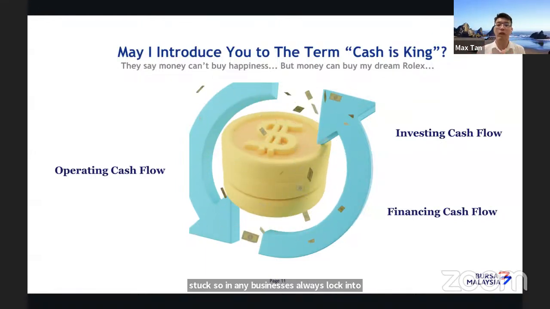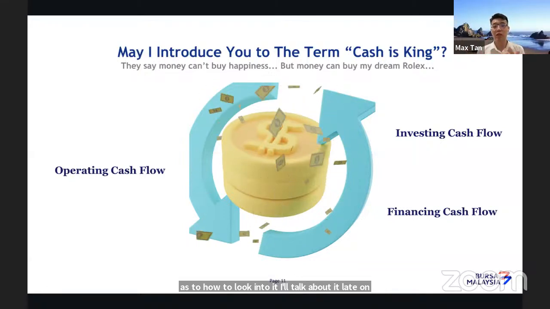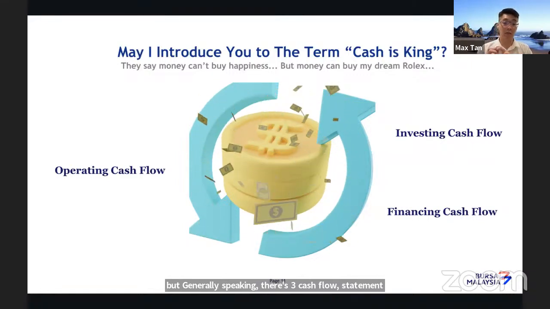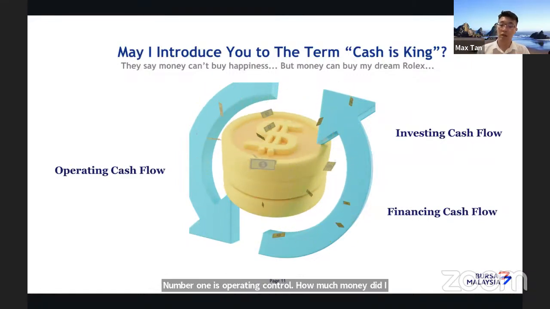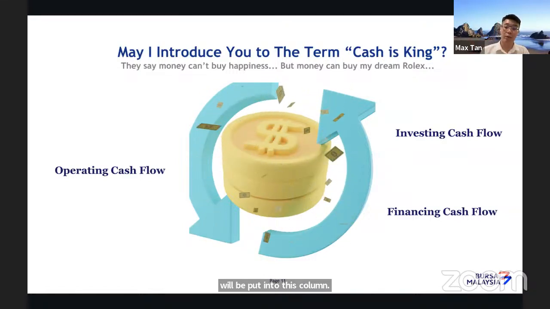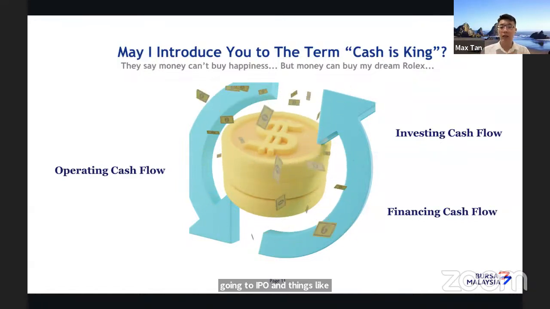As to how to look into it, I'll talk about it later on. But generally speaking, there's three cash flow statements that you can view. Number one is operating cash flow: how much money did I generate from running my businesses? Number two is investing cash flow: anything related to investment will be put into this column. And number three is financing. Let's say I borrow a bank loan, or I'm going through an IPO and things like that. It will go into the financing cash flow, whether it's cash in or cash out, right?